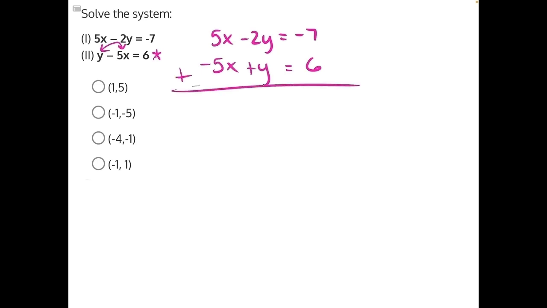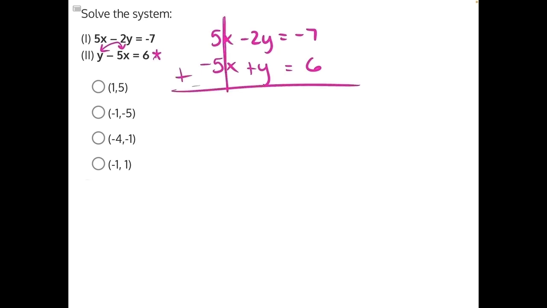To do the elimination method, we need to line up our two like terms that have the same variable, same coefficient, but opposite signs. And those two are 5x and negative 5x. We can rearrange these two terms so that 5x is first, then the negative 5x, then we'll have a positive y is equal to 6. Now we can combine these two equations.